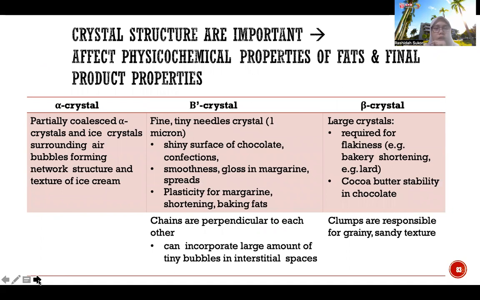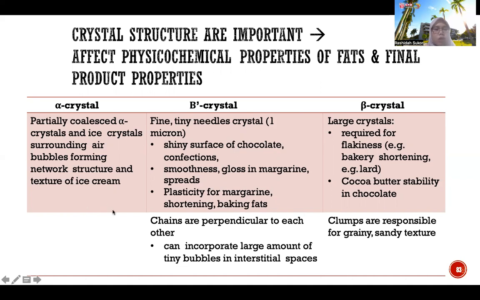Okay, so these crystal structures are important. They affect the physical and chemical properties of fats and oil. So if it is alpha crystal, it partially coalesces with the ice crystals surrounding air bubbles, forming the network structure and texture of ice cream.